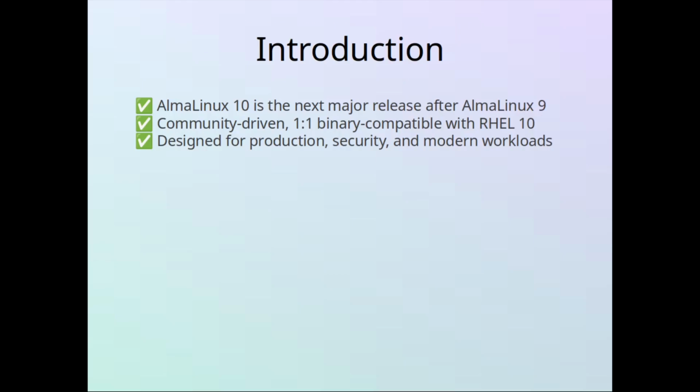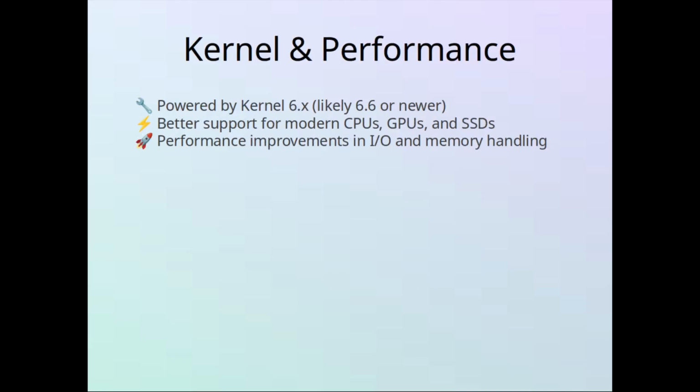In this video, I am going to explore the key features of AlmaLinux 10, the next generation enterprise-grade Linux operating system, and go step by step through the installation of AlmaLinux 10 on VirtualBox. Here in the slide, kernel and performance: AlmaLinux comes with a modern kernel 6.8x, offering better performance, improved hardware compatibility, and faster I/O operation, especially for NVMe storage and multi-core CPUs.